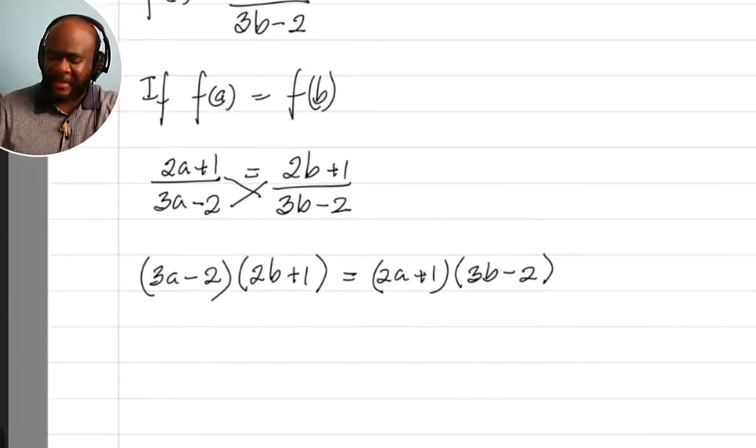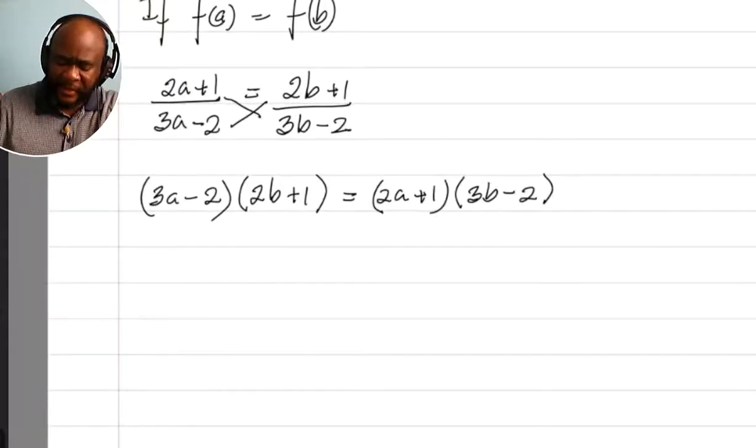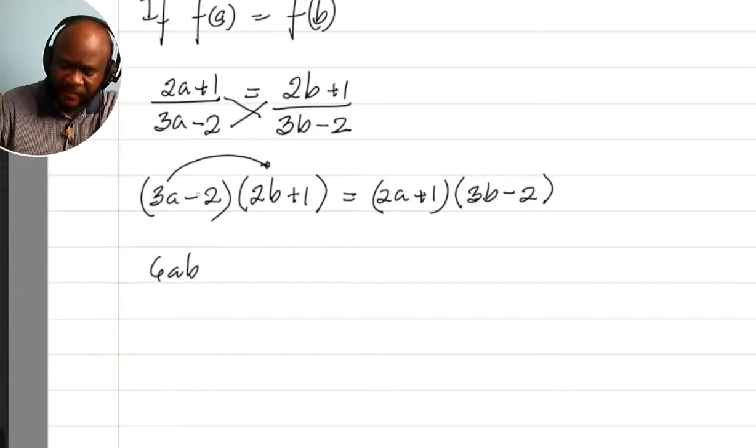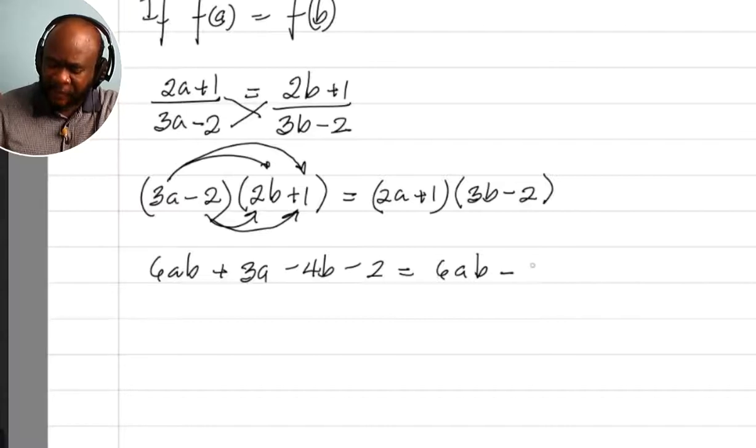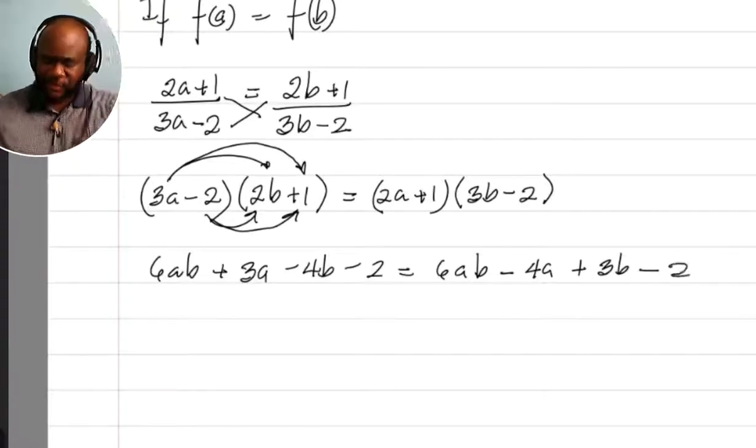All right, let's expand. If we expand, we're going to get that times that. We get 6AB, that times that, plus 3A minus 4B minus 2 is equal to 6AB minus 4A plus 3B minus 2.